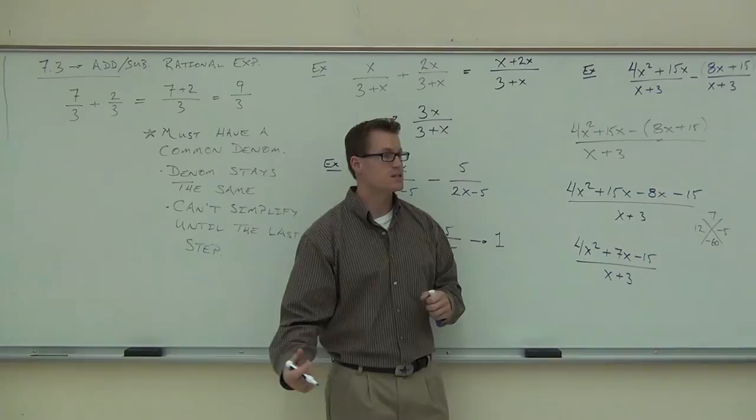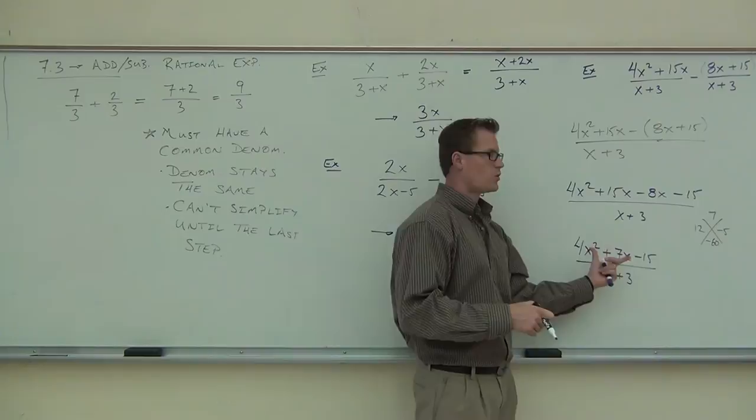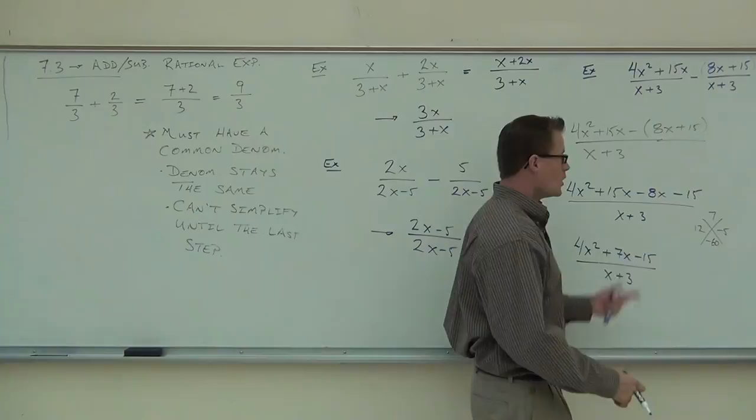Why didn't we factor the one up there for the x plus 2x? We were actually able to just combine like terms with that. Okay, and we did that here too, we combined like terms, but this is factorable. 3x is a single term, you can't factor that. Okay, you're done there. We keep going on this thing.